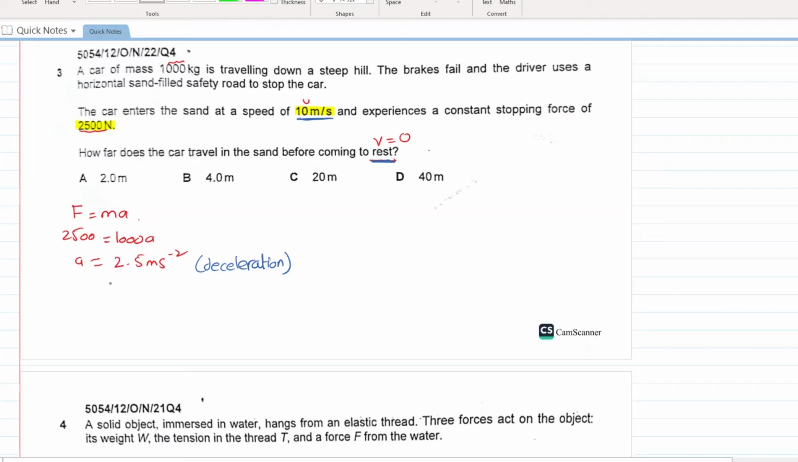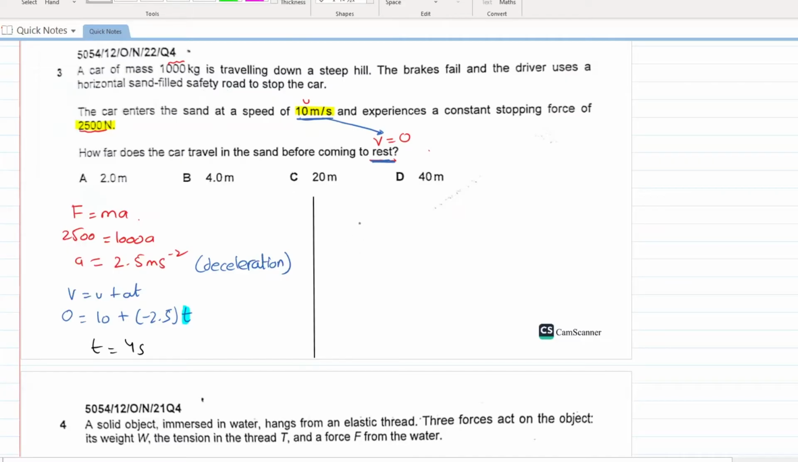Now let's take this value of deceleration and calculate the time to go from 10 to 0. v is equal to u plus at. What is your v? 0. What is your u? 10. What will you write in place of acceleration? Minus 2.5 because this is deceleration. The time comes out to be 4 seconds. So basically, if your car is hitting the sand filled safety road, it will take 4 seconds to come to rest.